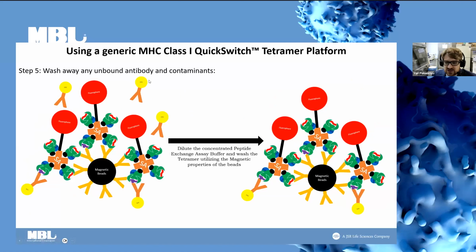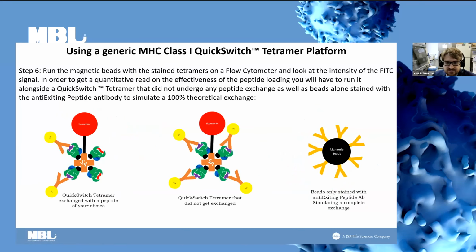Using the same procedure with the magnetic plate, use the wash buffer provided with the kit to wash off any anti-existing peptide antibodies that did not bind to the tetramers. And once the wash is complete, fill up every washed well with about 150 microliters of wash buffer and proceed to reading the beads on the flow cytometer. This entire process is described in our kit's manual.